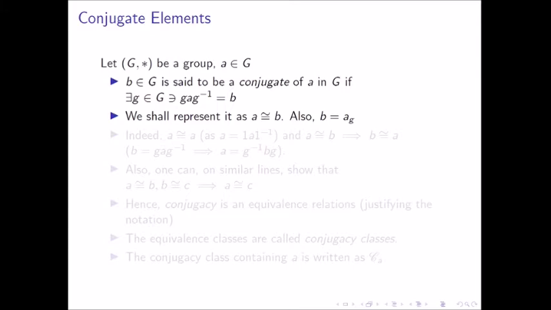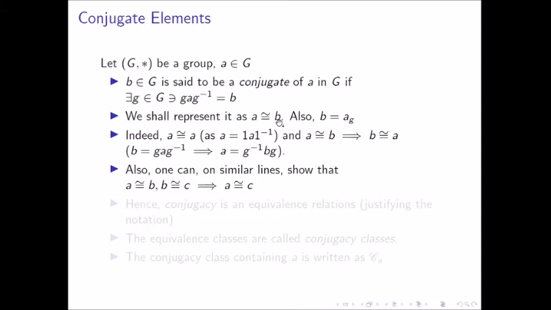Why are they called conjugates? Because they behave a bit similarly. We'll soon see a few properties. We shall represent it as A is conjugate of B, also as B is equal to A^g, to specify by which element B and A are conjugates. So B is equal to A^g if B is equal to gAg inverse.